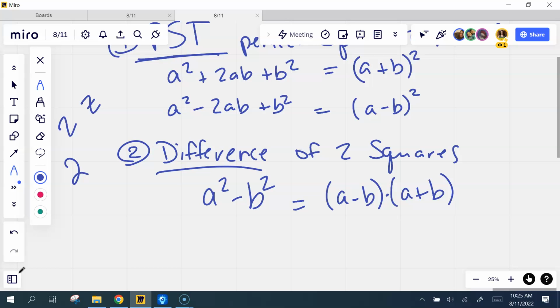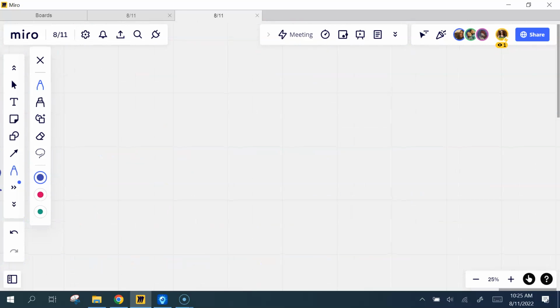Okay. Let's solve. Y'all ready for this? The whole point, we're doing a lesson. Yeah. The whole point in factoring. Not the whole point, but a lot of the point.